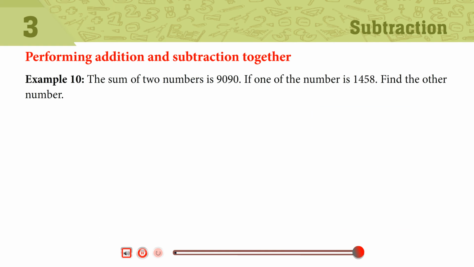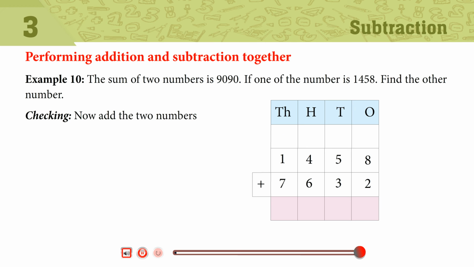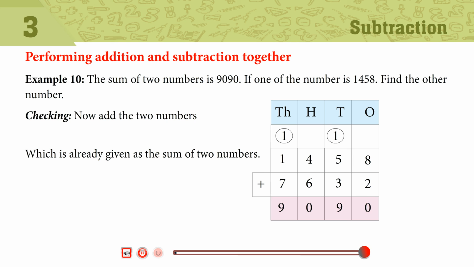Checking. Now add the two numbers. 1458 plus 7632 is equal to 9090, which is already given as the sum of two numbers. Therefore, the answer is correct.